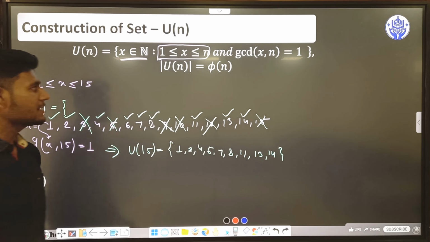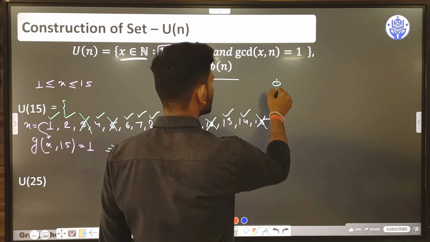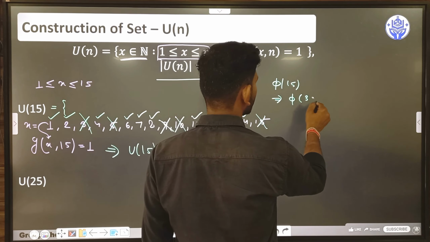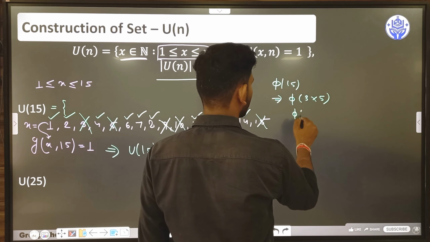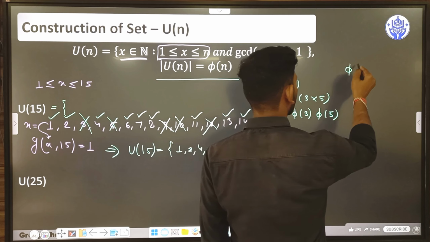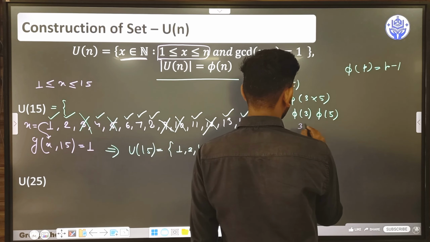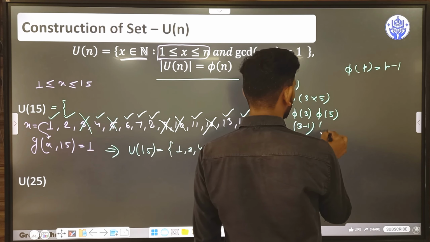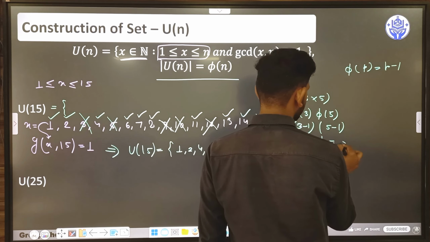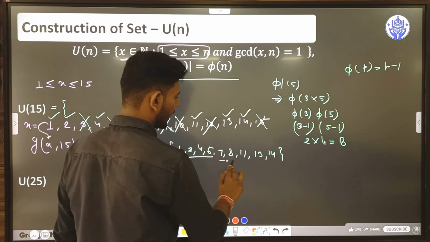Now how many elements are there? It means the cardinality, you can find with phi of n. What is phi of n? The Euler phi function. Phi 15 is what? Phi of 3 into 5 is phi 3 into phi 5. Simple: if you have phi of a prime number p, then that is p minus 1. So 3 minus 1, then 5 minus 1. It means 2 into 4, that is 8.